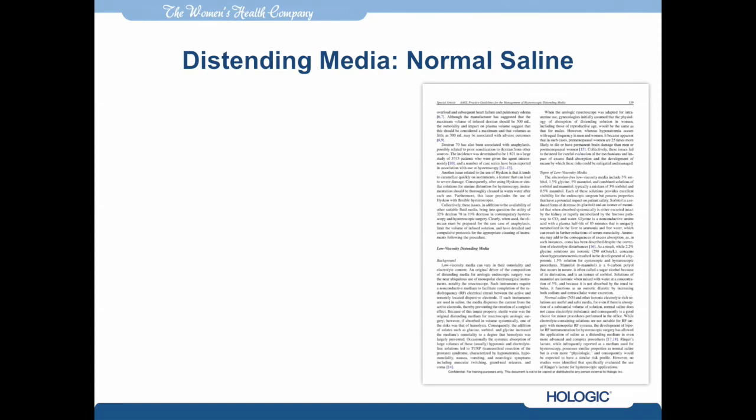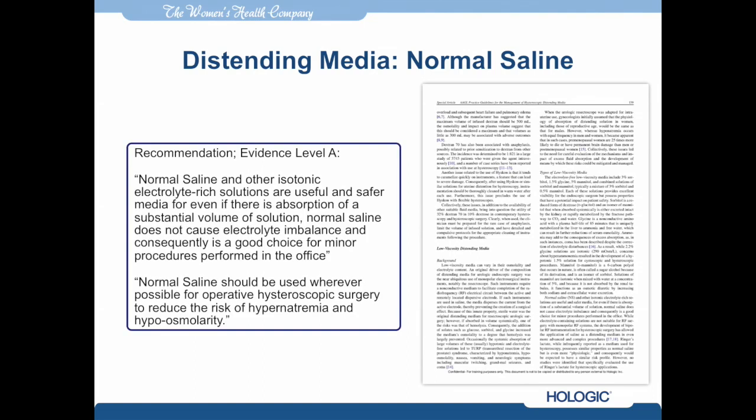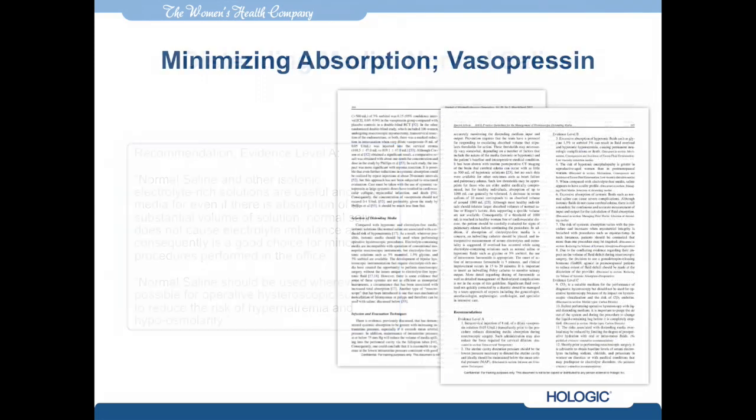Those recommendations that are level A, the highest level of evidence, include: normal saline and other isotonic electrolyte-rich solutions are useful and safer media. Even if there is absorption of a substantial volume of solution, normal saline does not cause electrolyte imbalance and consequently is a good choice for minor procedures performed in the office. Normal saline should be used wherever possible for operative hysteroscopic surgery to reduce the risk of hypernatremia and hypoosmolarity. Level A evidence also includes the use of vasopressin.